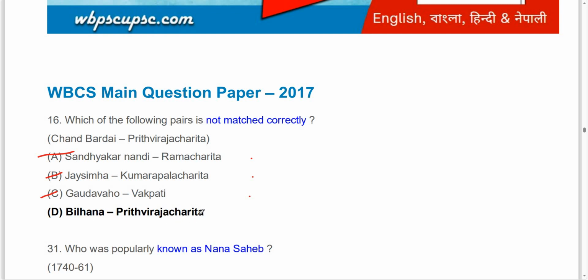Prithviraj Rasu was written by Chand Bardai. So this is not correct. No, sorry, not Prithviraj Rasu, Prithviraj Charita. So Chand Bardai was the one who wrote Prithviraj Charita, Sandhyakar Nandi wrote Ramcharita, Jayasimha wrote Kamrupa Charita, and Gadavako wrote Vakpati.